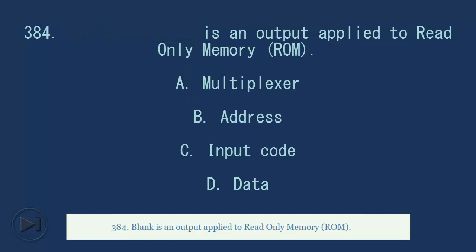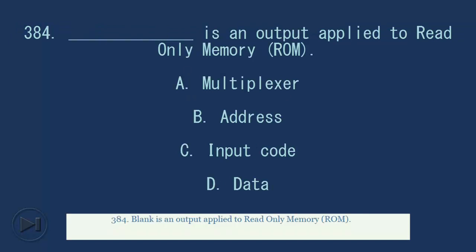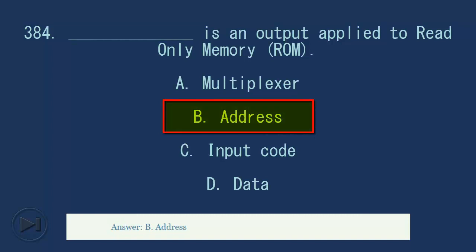384. Blank is an output applied to read-only memory, ROM. A. Multiplexer. B. Address. C. Input code. D. Data. Answer: B. Address.